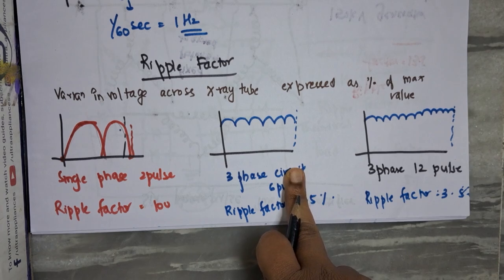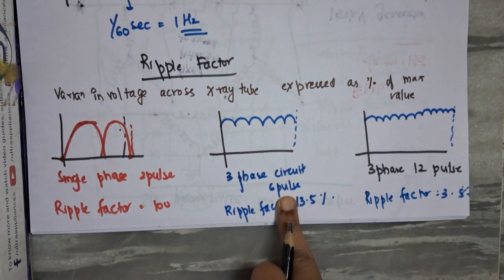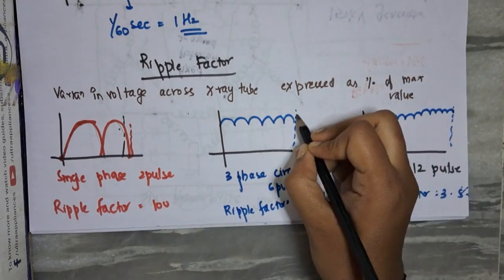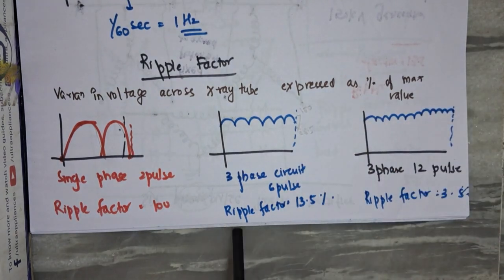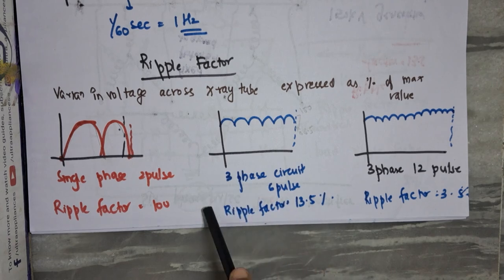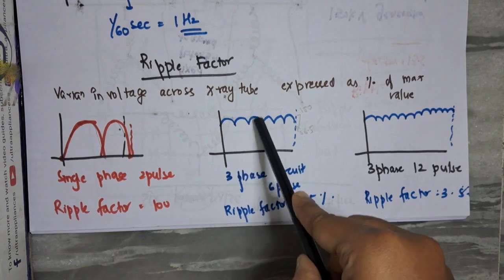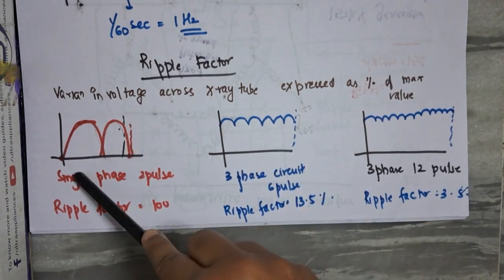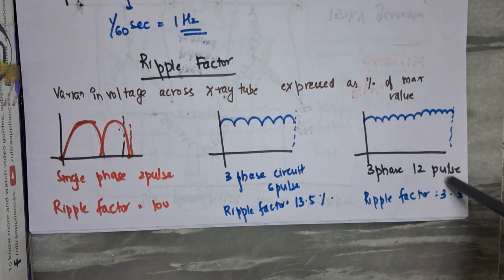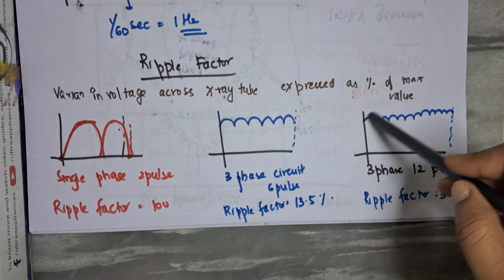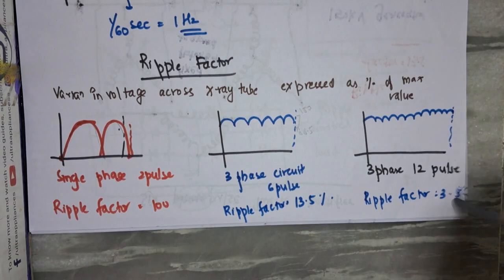Whereas if you see in a 3-phase circuit, that is 6 pulse, in a 6 pulse rectifier the 100 kilovoltage fluctuates between 86.5 and 100. Meaning that the ripple factor is 13.5% for a 3-phase 6 pulse rectifier. Here the fluctuation is almost 100%, here the variation is only 13.5%. Similarly, if we use a 12 pulse rectifier, this has a theoretical ripple factor of around 3.5.